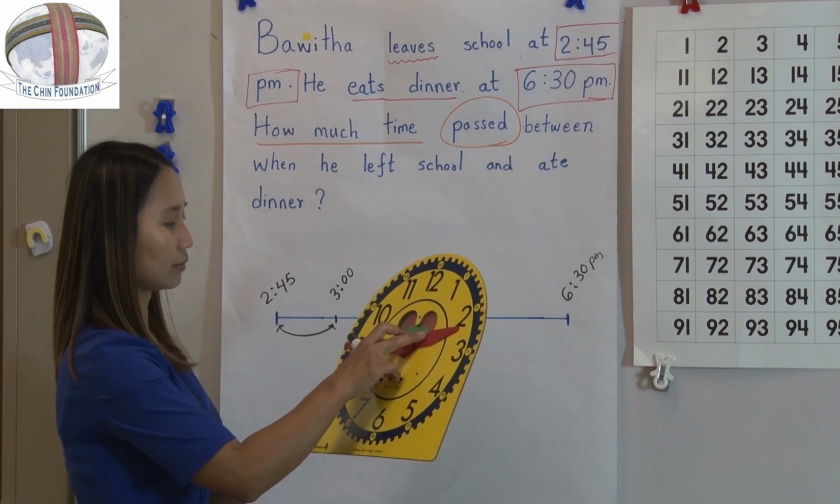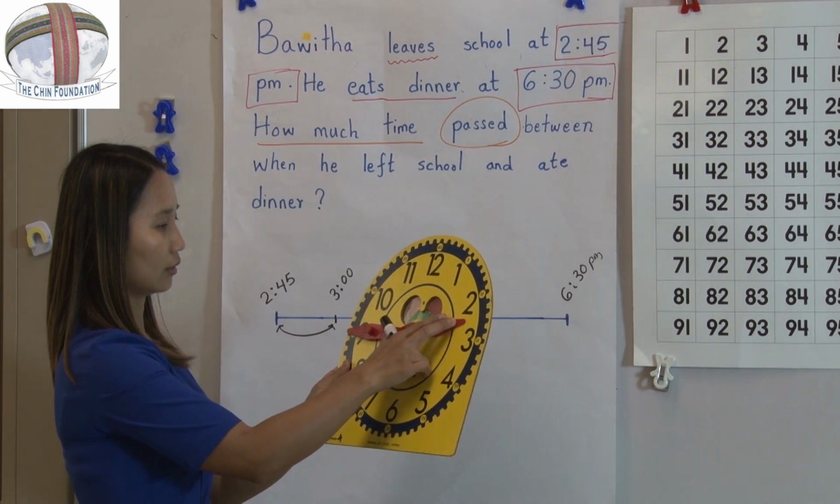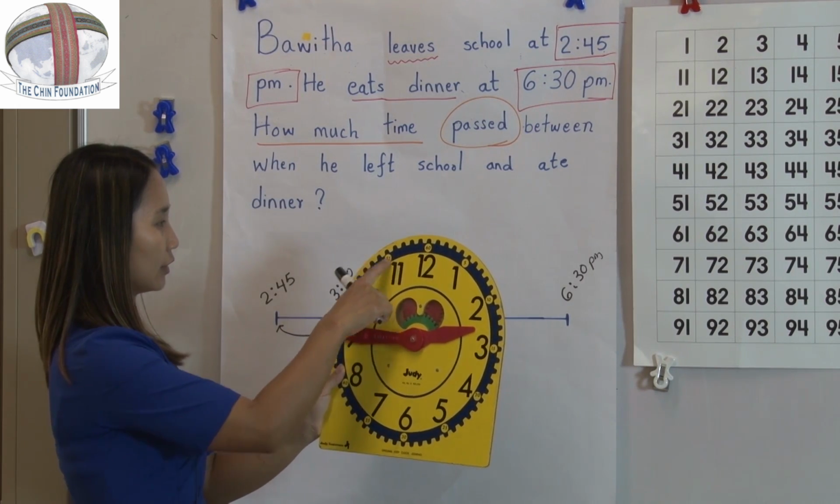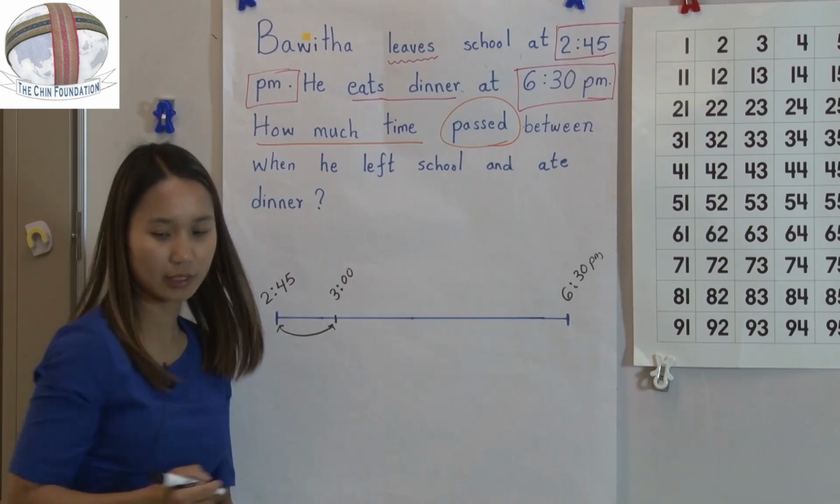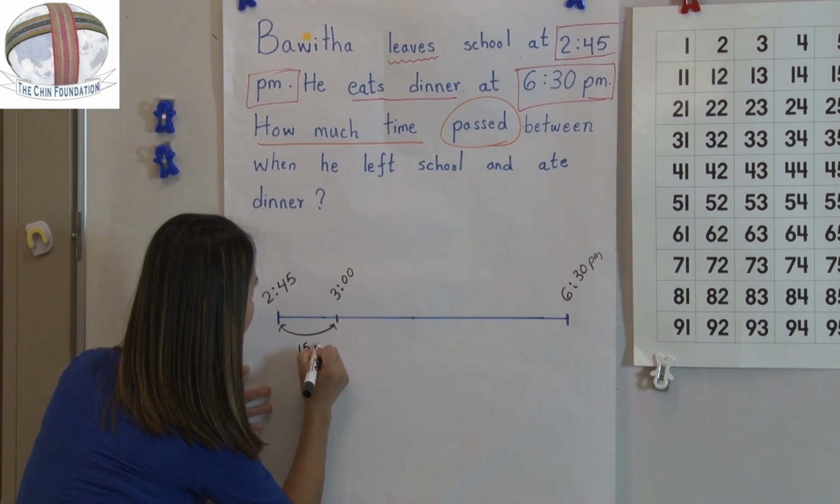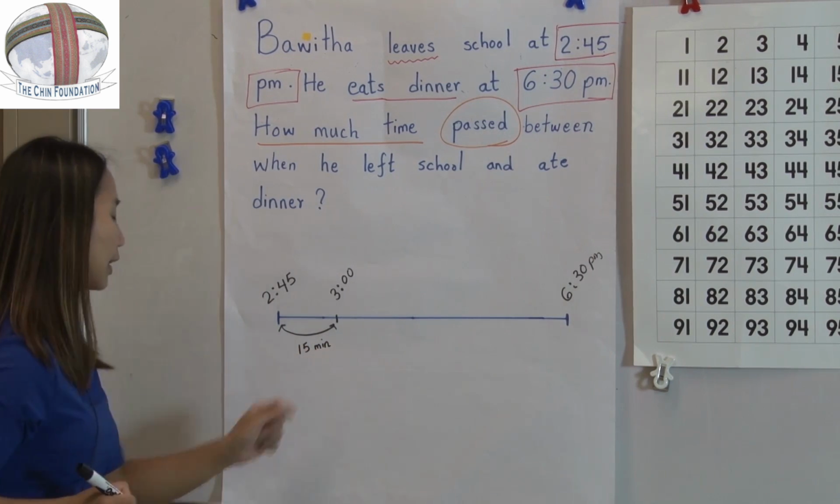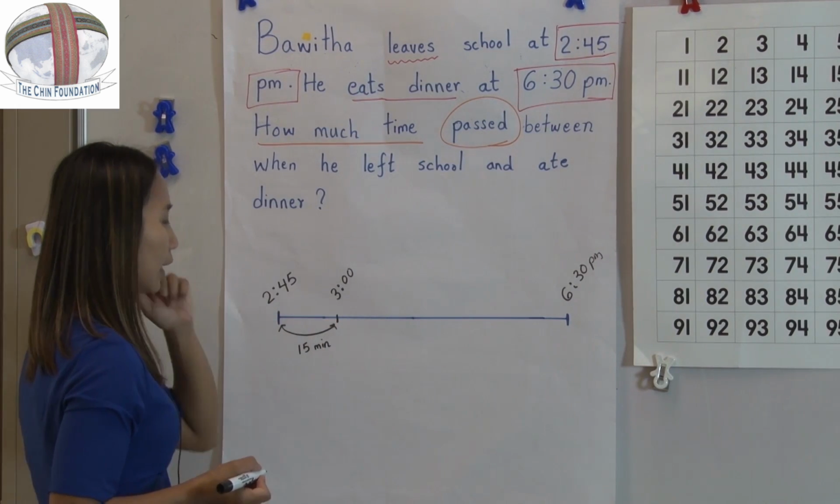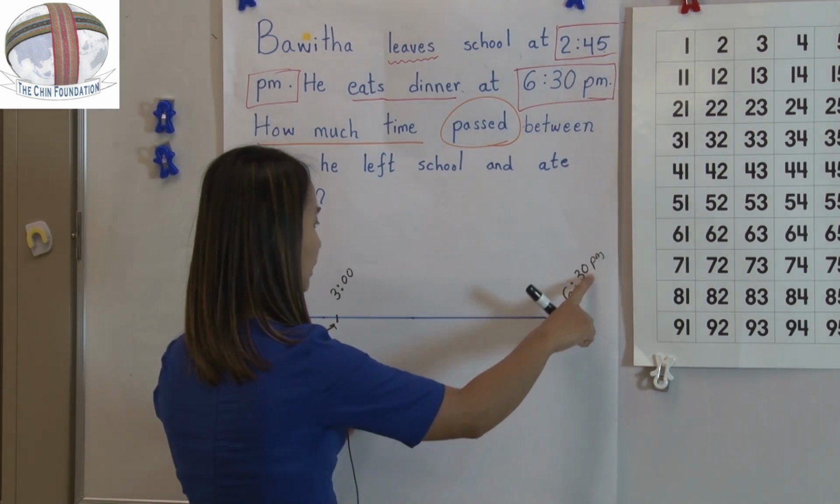I know 2:45 to 3 o'clock, it takes 5, 10, 15 minutes, okay? It takes 15 minutes, so I will write 15 minutes here. I'll just write MI to stand for minutes. So I know it's 3 o'clock. Now I need to think about 6:30.